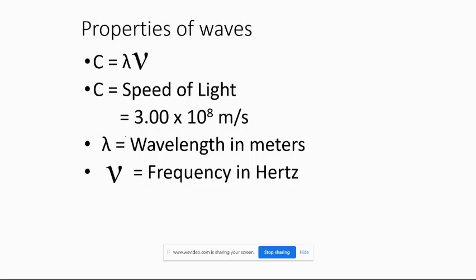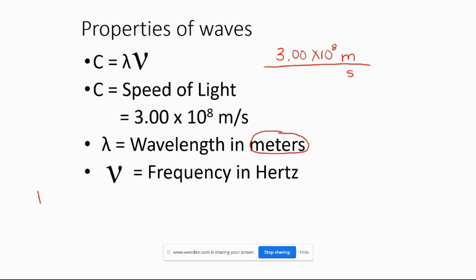All right, properties of waves. Some things that you need to know to be successful here. This is one of our equations: speed of light equals wavelength times frequency. Your speed of light is 3 times 10 to the 8th meters per second, so you can think of that as 3.00 times 10 to the 8th meters per second. So this seconds is on the bottom line. Okay. Wavelength has to be in meters.